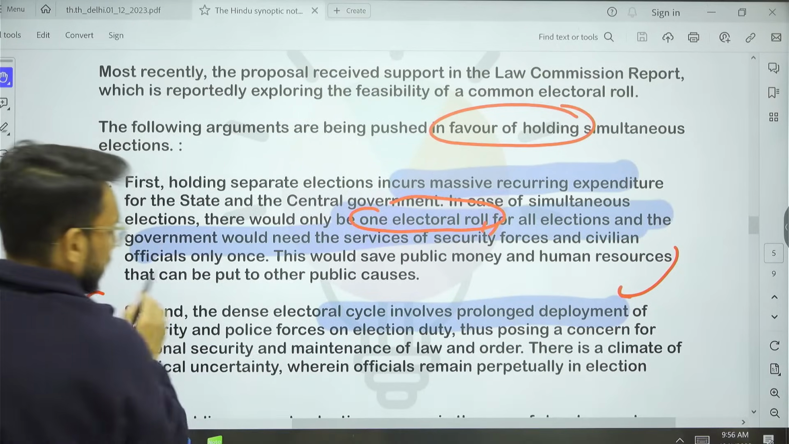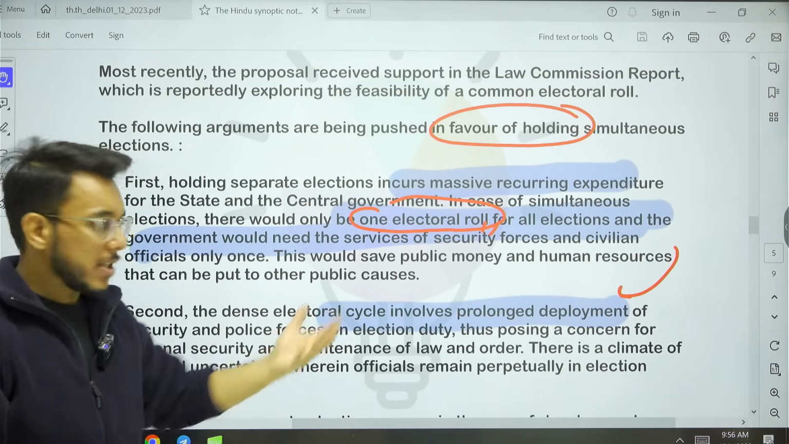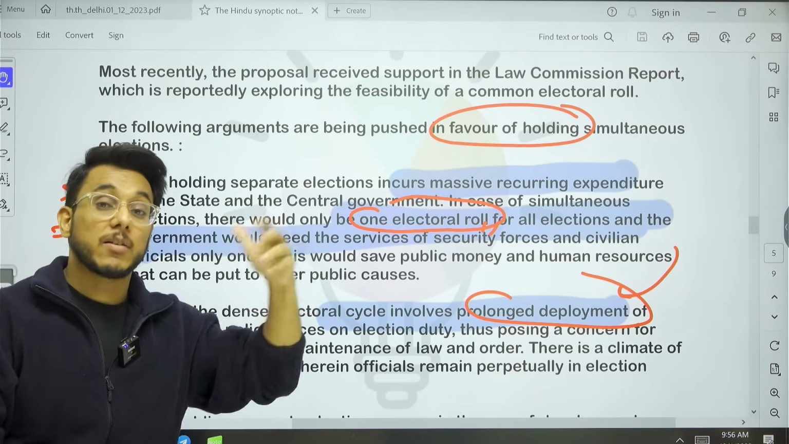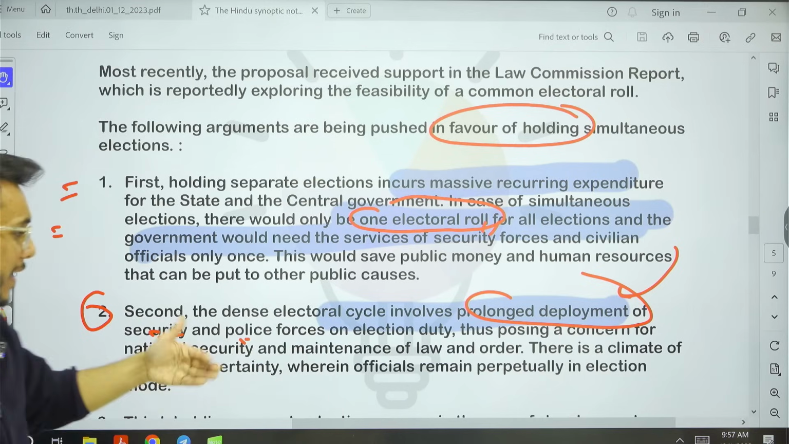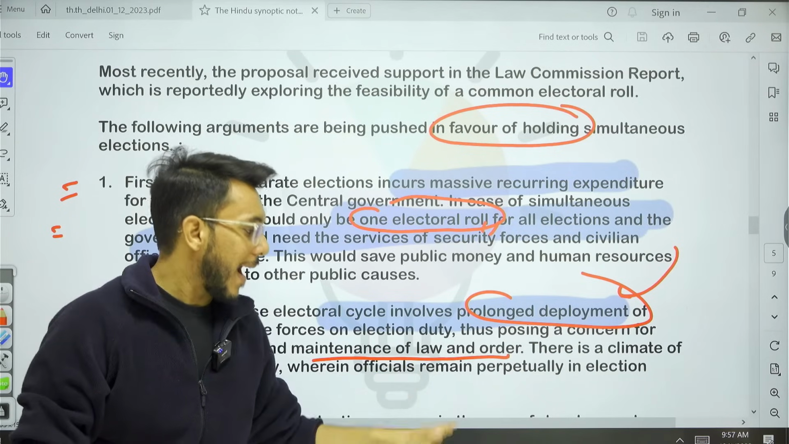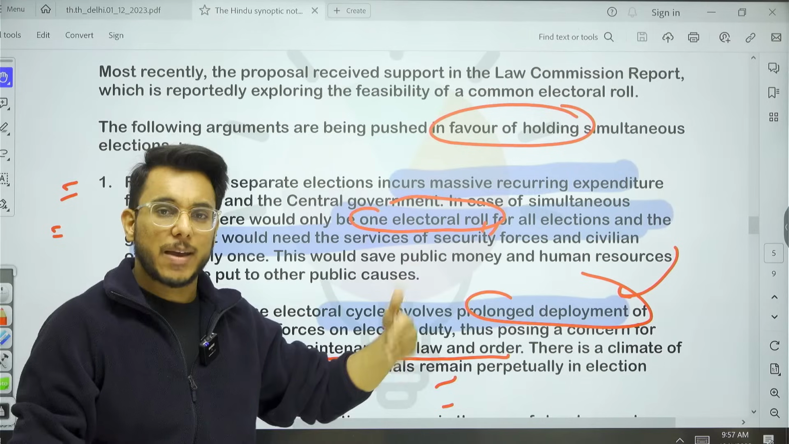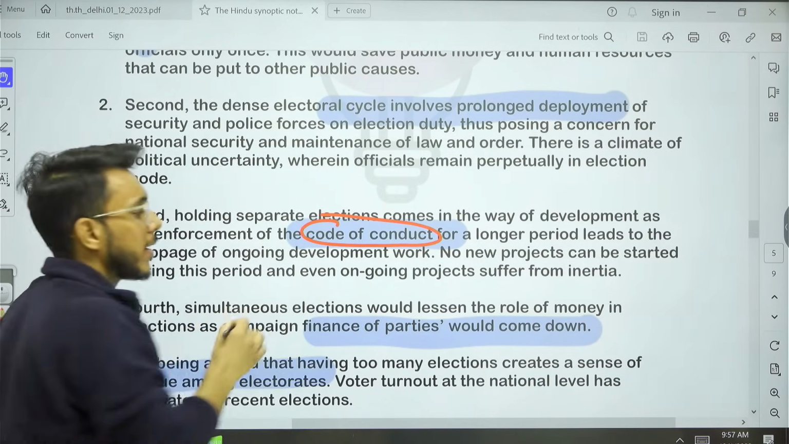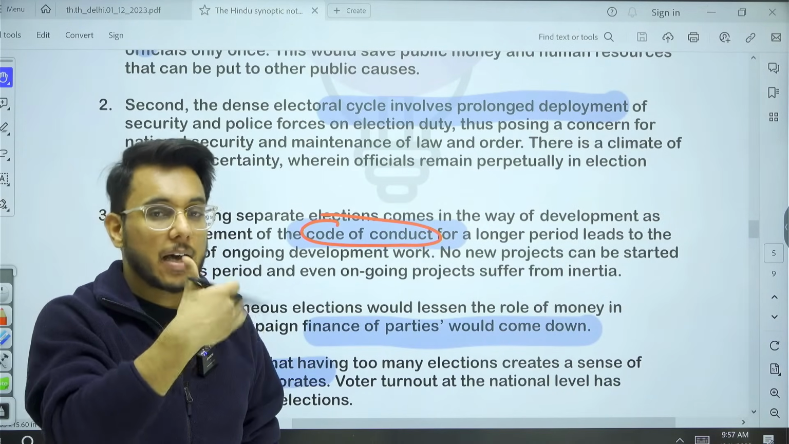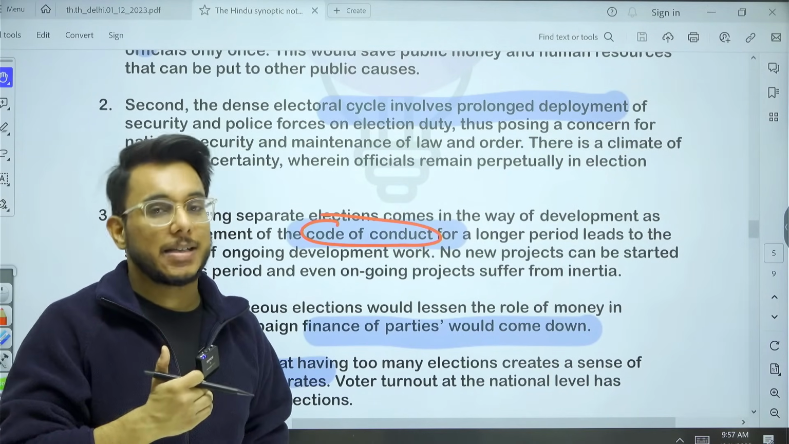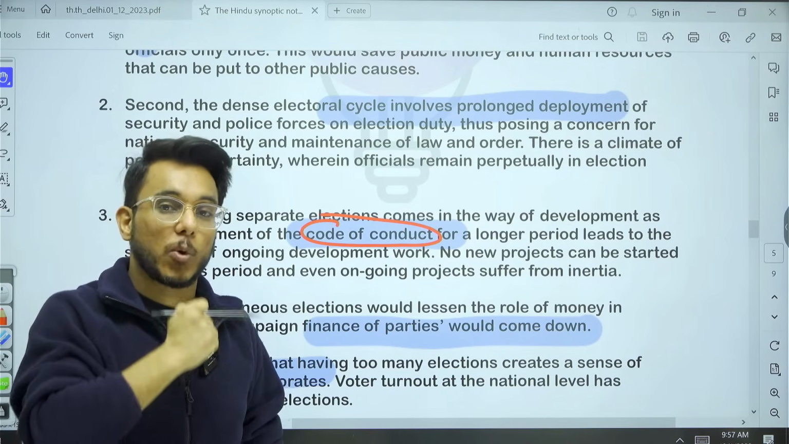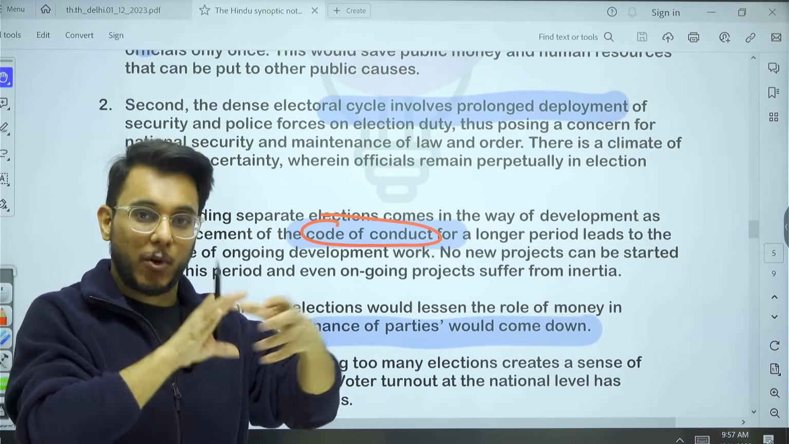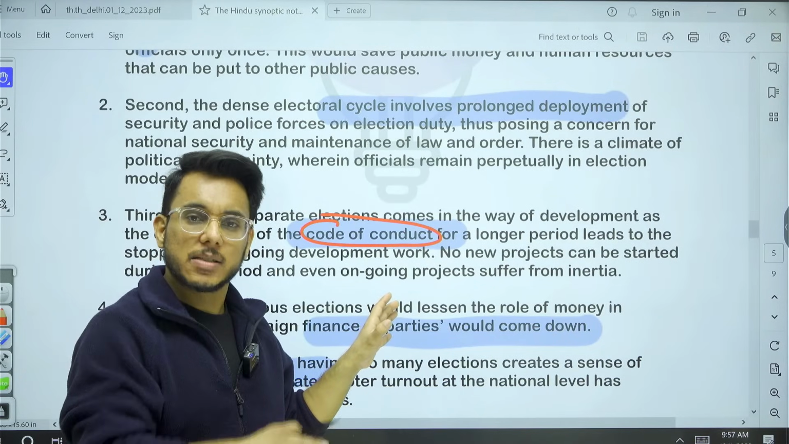Second, as there is a dense electoral cycle with elections every year, there is a prolonged deployment of security and police forces on election duty. Teachers have to be diverted to election duty. Many government employees have to be diverted for election duty. It leads to problems in the maintenance of law and order, and as we are perpetually in election mode, it disturbs many developmental works. And guys, you know that the model code of conduct is applied once the elections are notified in a particular state. When the model code of conduct is applied, new developmental works and new schemes cannot be started by the ruling party. This brings a kind of vacuum for developmental work. So if there is only one election in 5 years, no such disruption will come.